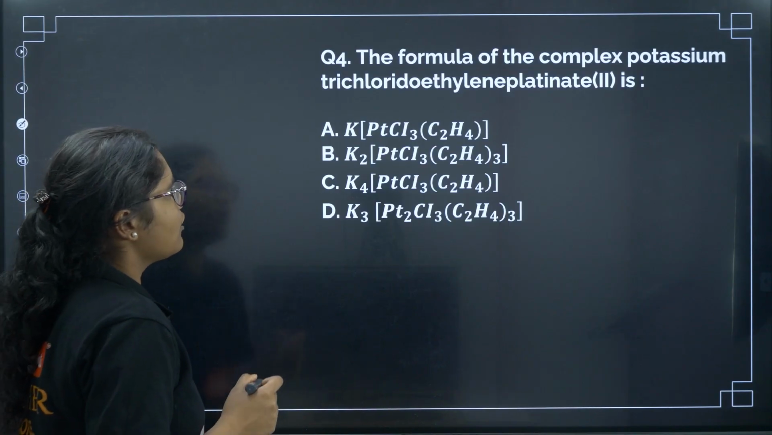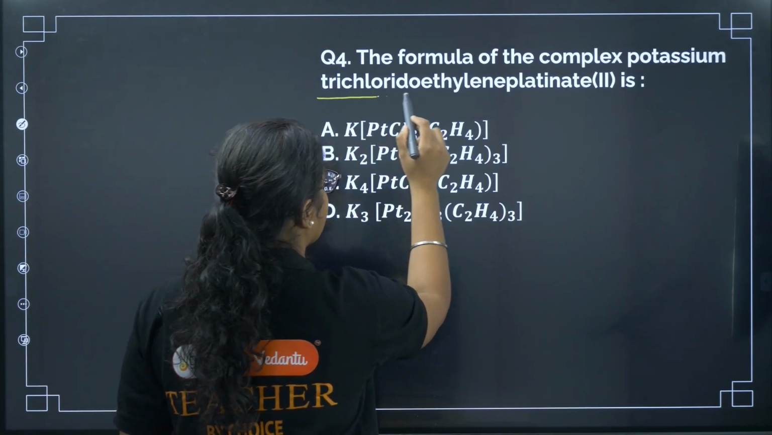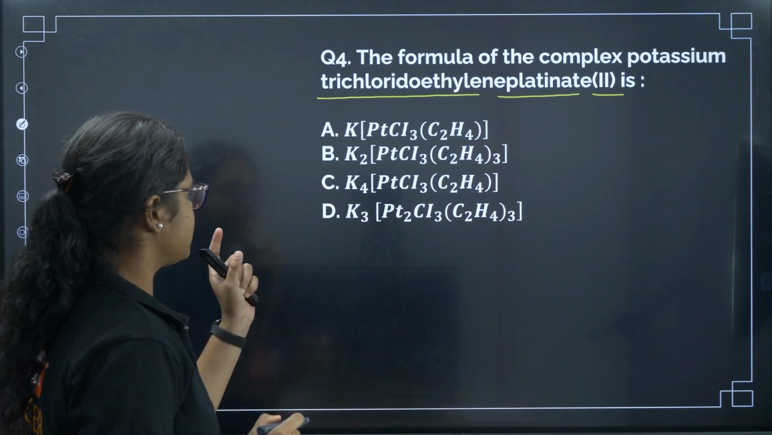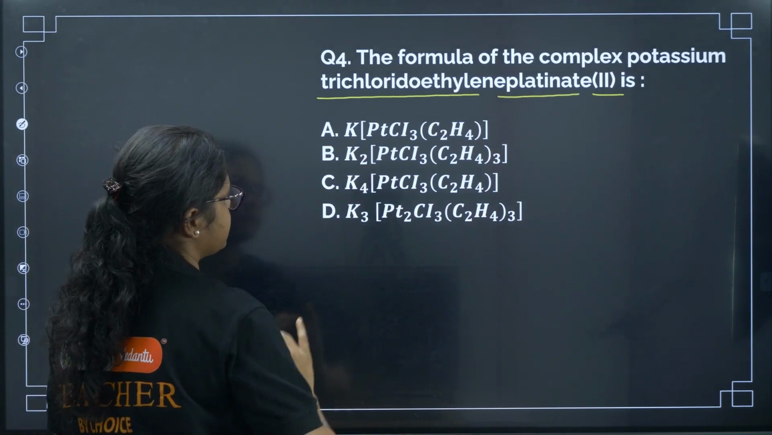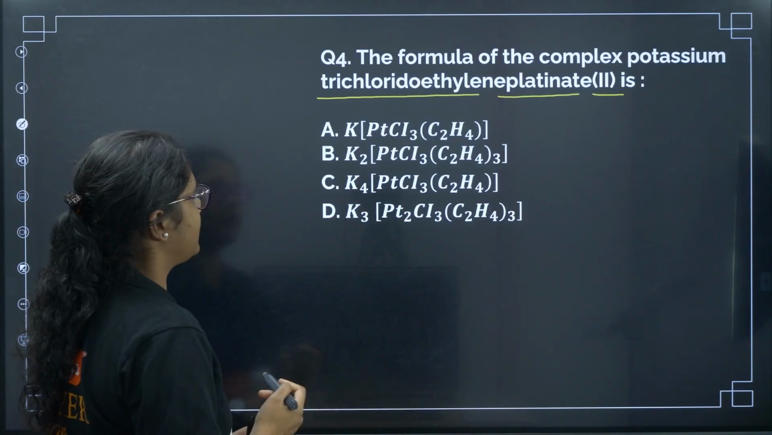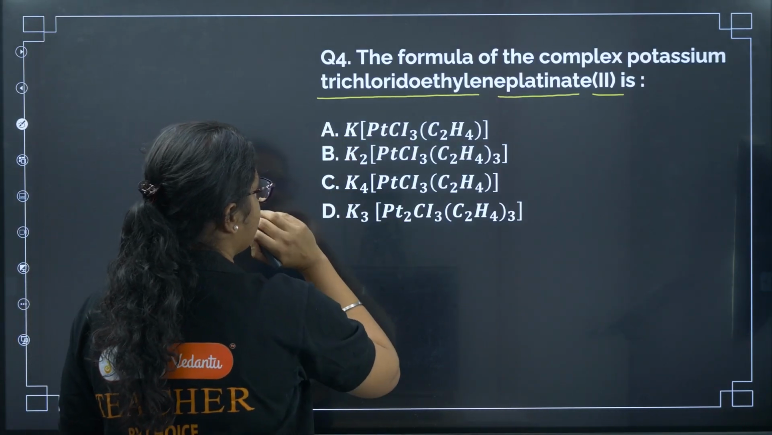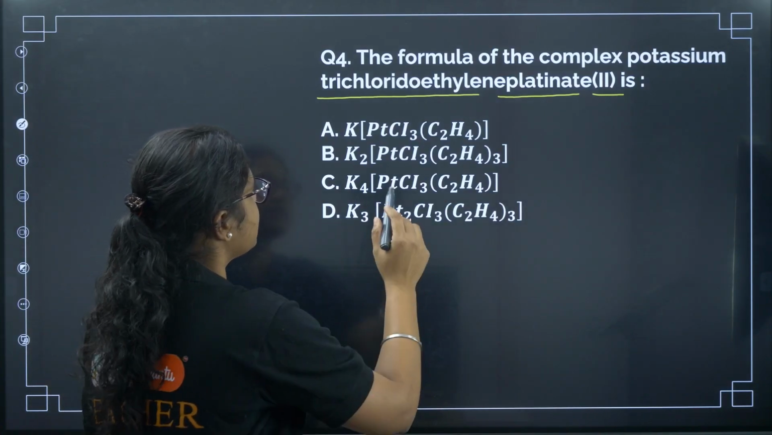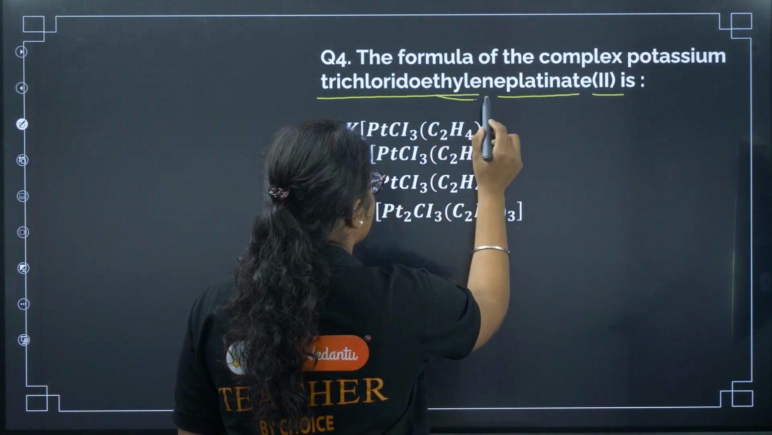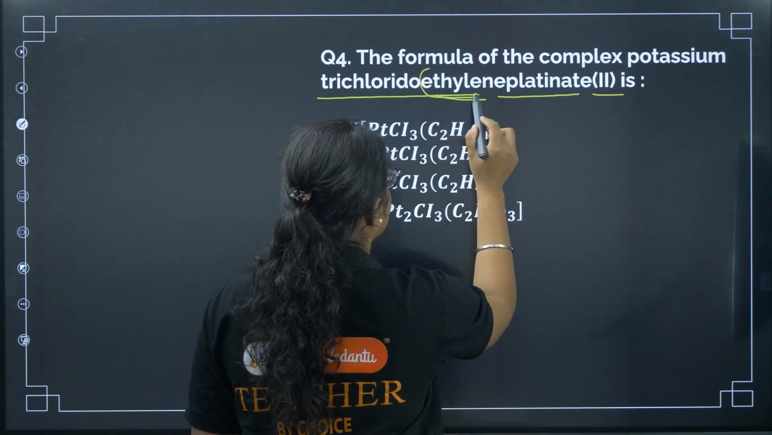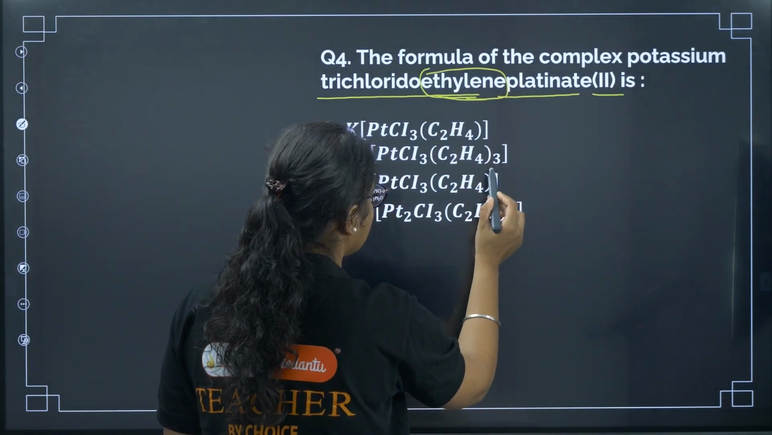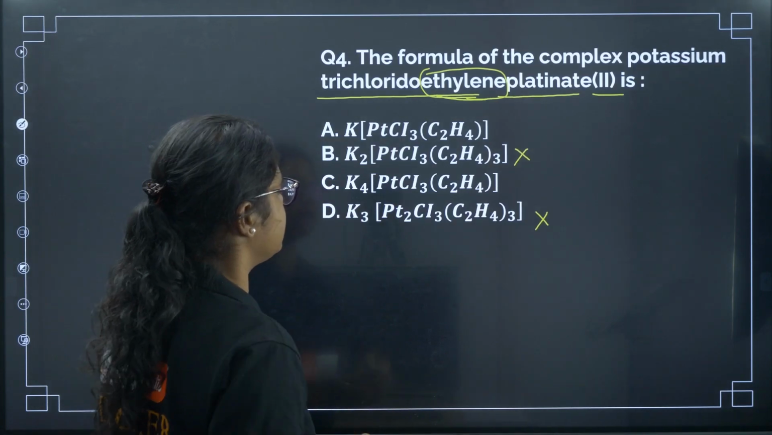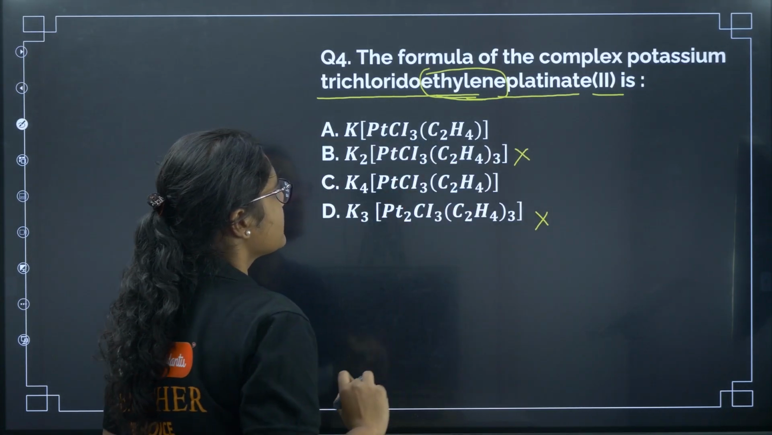Next, the formula of the complex potassium trichloridoethylene platinate 2. Okay, so first, potassium should be outside. So in all the options potassium is outside. We cannot eliminate any option on that basis. Trichlorido, so there should be 3 chlorine. So all the options are having 3 chlorine. Then we have ethylene, right? So in ethylene, according to the question, there is only one ethylene molecule, right? So you see here there are 3 ethylene molecules. There is here also 3 ethylene molecules. We can eliminate these two options. Now these two are remaining.